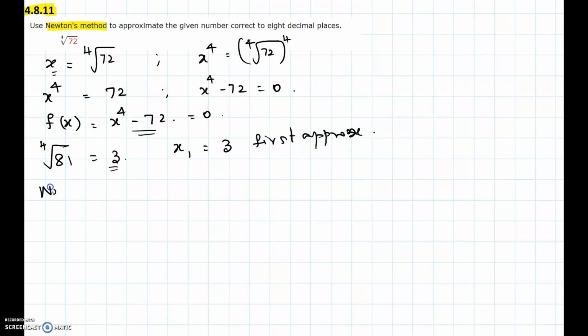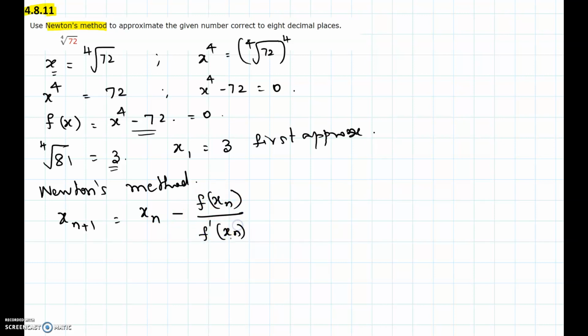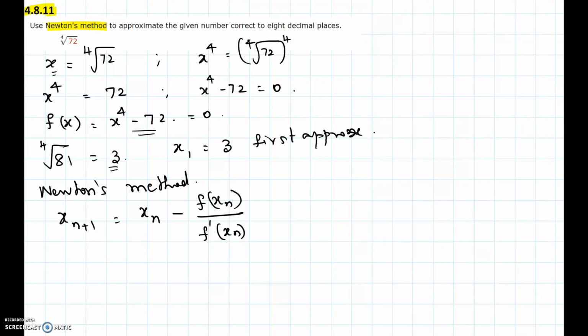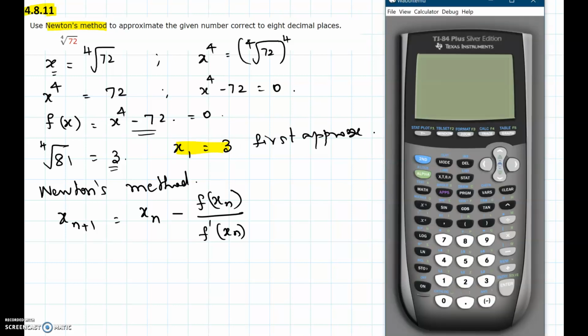Then the formula for Newton's method: x n plus 1, the n plus first approximation, is the nth approximation minus the functional value at the nth approximation over the derivative at the nth approximation. This is the formula we will be using. As we did in the previous problem, we will use the same graphing calculator technique to do this problem in a quicker way.